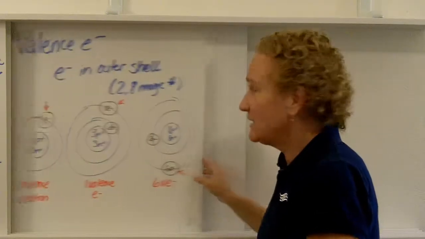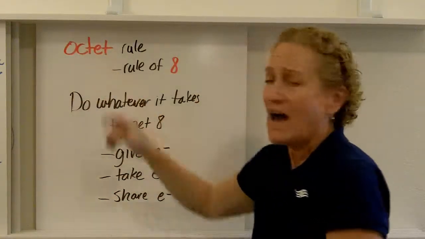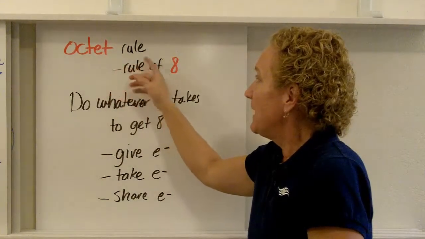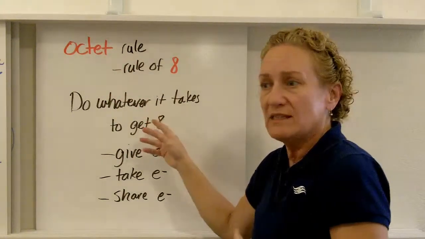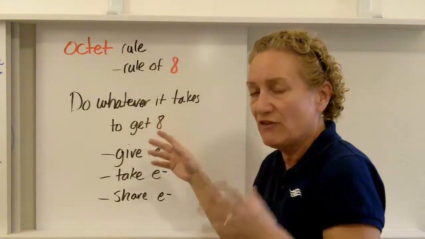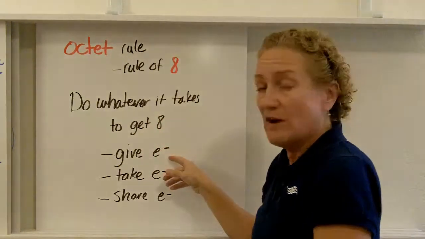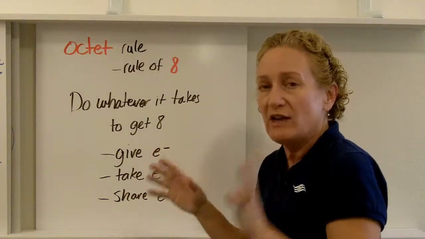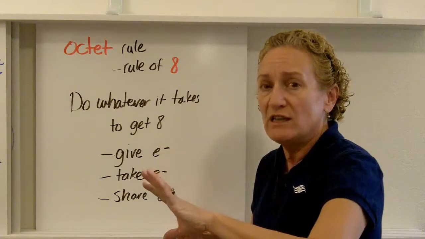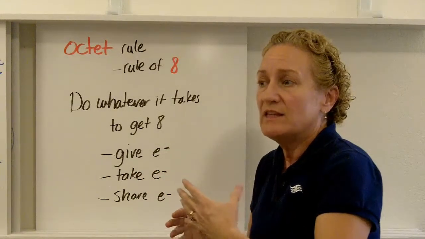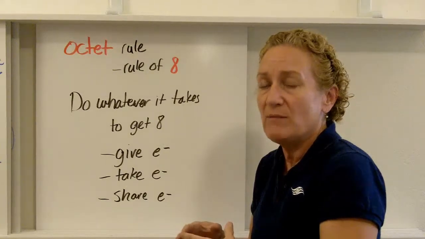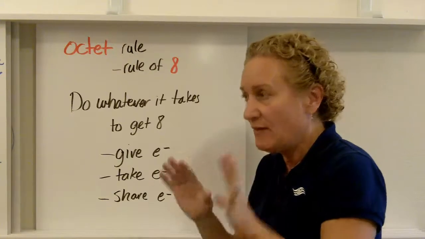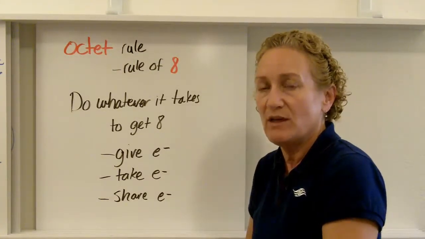Now the fact that it wants 8 has a special name. It's called the Octet Rule. Oct means 8. It's the rule of 8. And basically what it says is an atom will do whatever it has to get 8. It will give up electrons, it will take extra electrons, or it will share electrons, but it will do whatever it has to get 8. Now remember, hydrogen and helium are special cases. Things will settle for 2 if they have to. They'd rather have 8, but they'll settle for 2. But 8 is the magic number. That's called the Octet Rule, and it'll do absolutely anything that it has to get those 8. That's why we have chemical bonds.